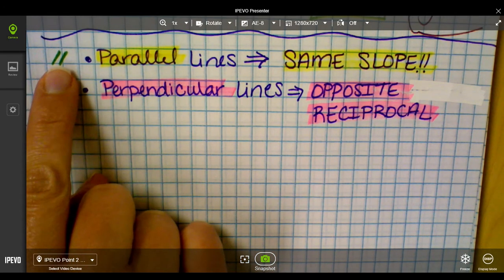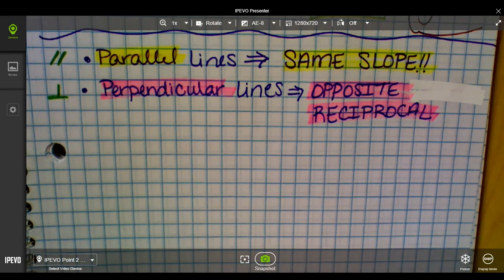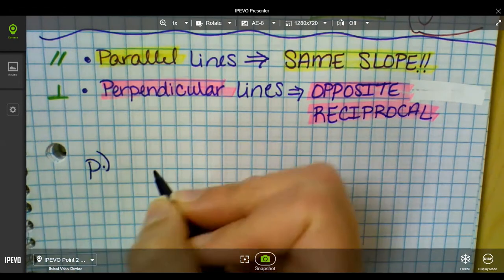So this is my symbol for parallel lines. This is my symbol for perpendicular lines. I'll be using those just so you're not confused. Okay, so our next example.